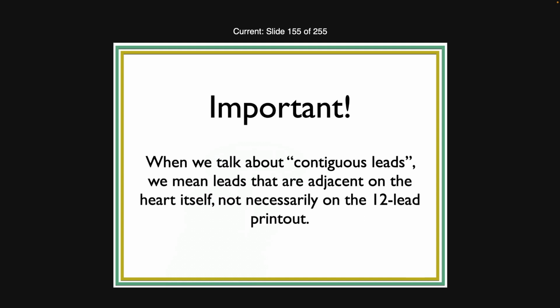Now, here's what's important about contiguous leads. When we say two leads are contiguous, meaning they share a common border, we're not talking about on the paper. We're talking about in the heart, okay? So let me show you what I mean.